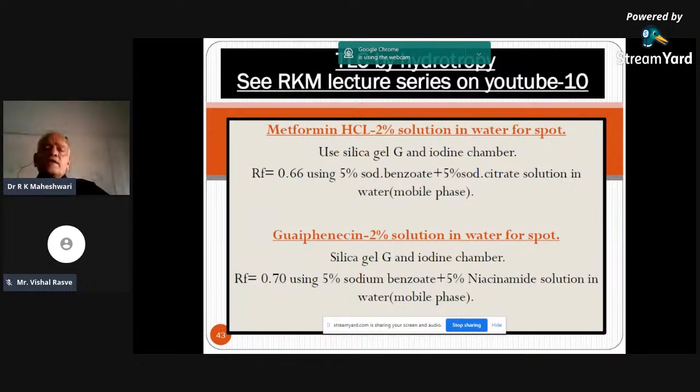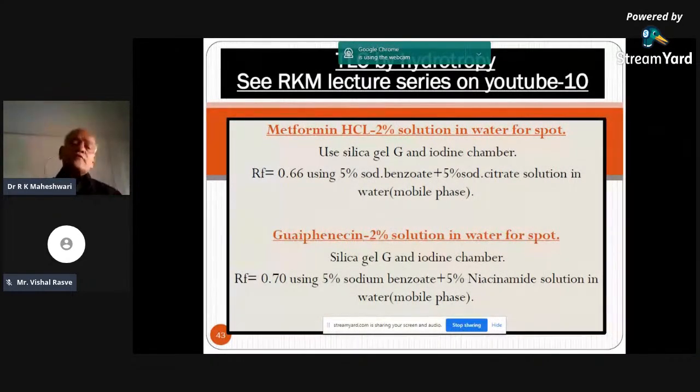Using two hydrotropic agents in one solution, means mixed hydrotropic, 5% sodium benzoate plus 5% sodium citrate solution. This solution was used as mobile phase in the TLC of metformin hydrochloride. Identification, I told you, iodine chamber was used. This was the RF value. Guaifenesin 2% solution in water was used for the spot. Silica gel G for the plate. Iodine chamber for the spot. RF value was 0.70. 5% sodium benzoate plus 5% nicotinamide solution, mixed hydrotropic solution, was used in the mobile phase. There was no involvement of any organic solvent, and of course this was repeated so many times, so repeatability is there.